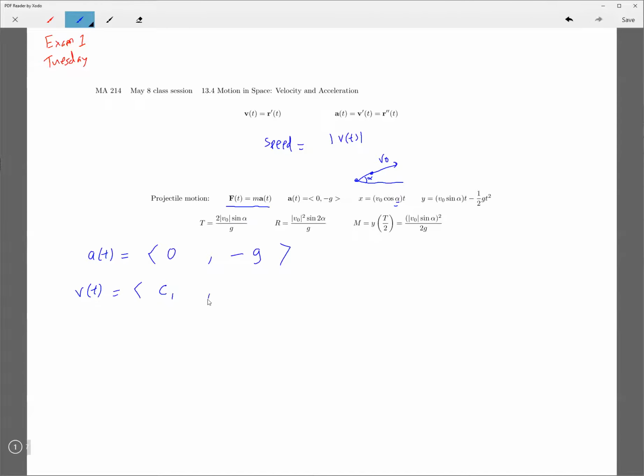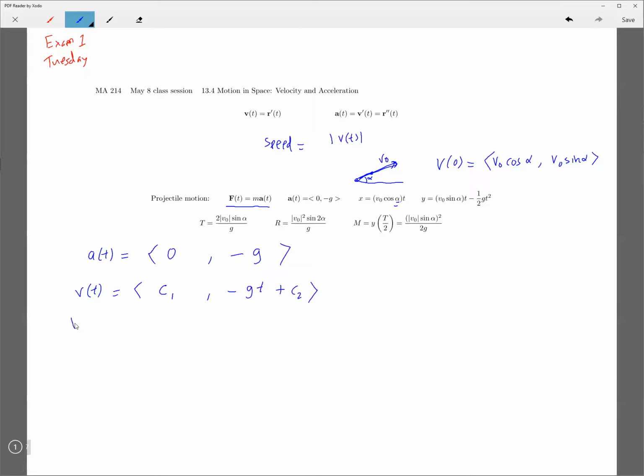We'll call it C1. And then this is going to be negative GT plus C2. And then we know that V of 0, the initial velocity, so this is our speed right here, it's V0 in this direction. The x component is going to be the speed times the cosine of alpha. And the y component is going to be the speed times sine alpha.